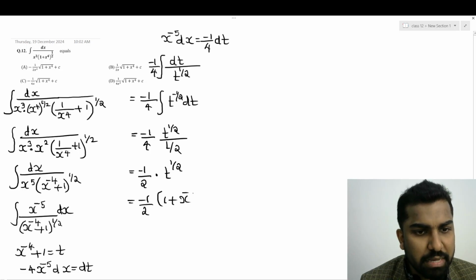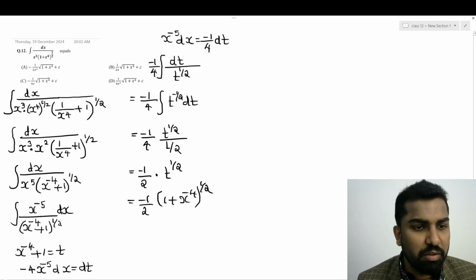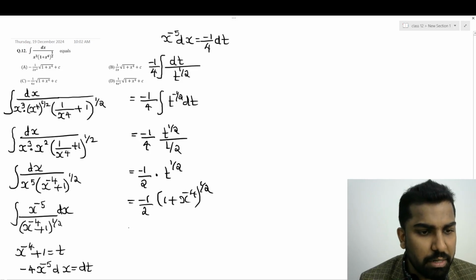Okay, so (1 plus x to the power minus 4) whole power 1 by 2. Alright, if I am checking the option, it is not there, so you have to simplify more. So (1 plus x to the power minus 4) whole power 1 by 2, you can write as minus 1 by 2 into root of 1 plus x to the power minus 4.